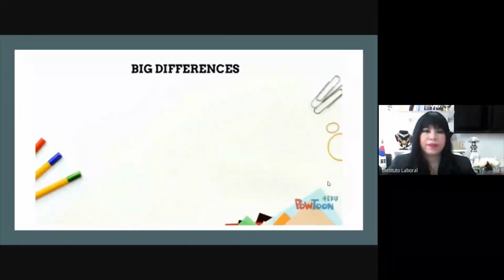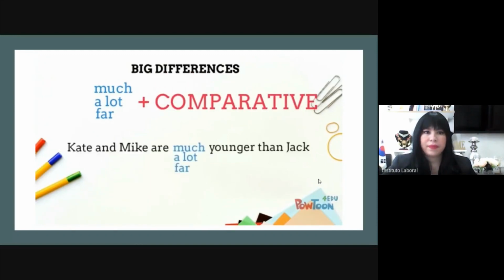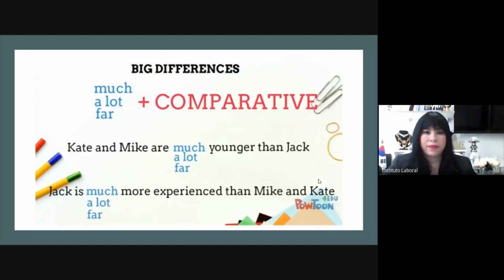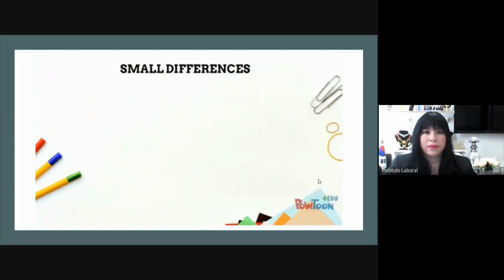When we talk about big differences, we use the words much or far before the comparative. For example, Kate and Mike are much younger than Jack. Jack is much more experienced than Mike and Kate. Jack is a lot more experienced than Mike and Kate. Jack is far more experienced than Mike and Kate.